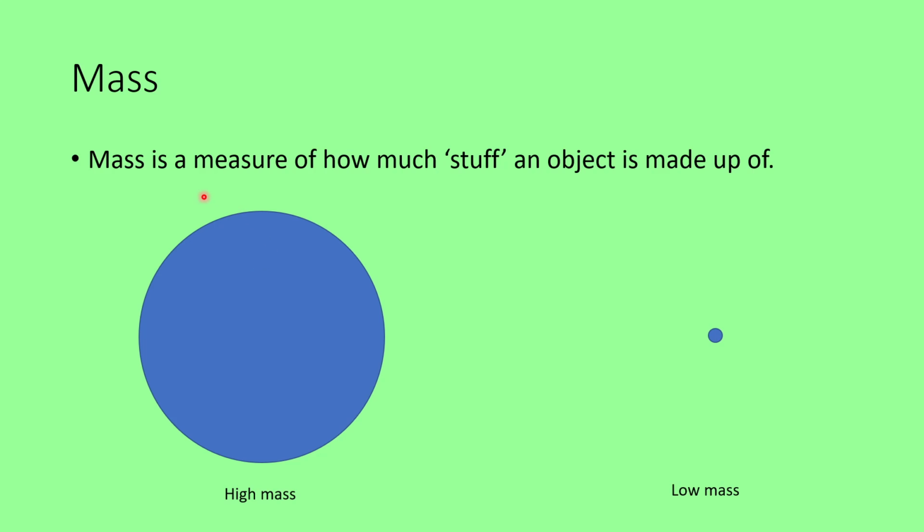So the first one I want to look at is mass. Mass is pretty straightforward. You should know what mass means already, but mass is a measure of how much stuff an object is made up of. I've got an object here made up of a lot of stuff, a lot of material, so it has high mass, and the smaller object over here is made up of lower mass. So, a higher mass object and a low mass object.